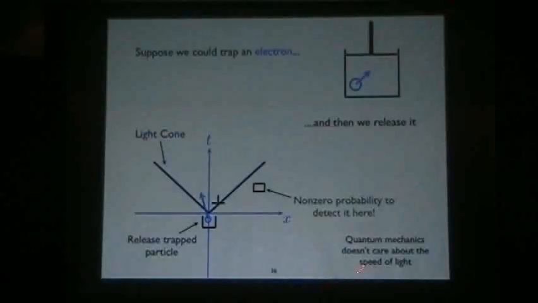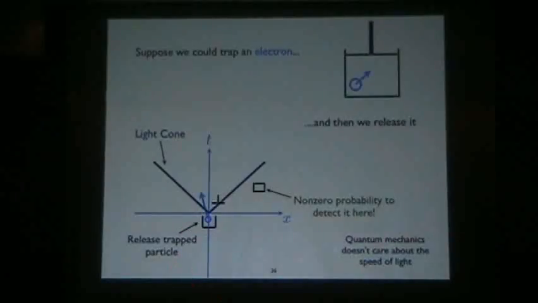Okay, so suppose we could trap an electron in a box. I have a box, use a piston, I put an electron in it, and I start moving the piston down, and I localize the electron closer and closer to a small region of space. And then I release it. What I said about quantum mechanics, I didn't really mention the speed of light. I did when I was talking about light, because light moves at the speed of light. In terms of particles, I didn't mention it. This quantum mechanics doesn't care.